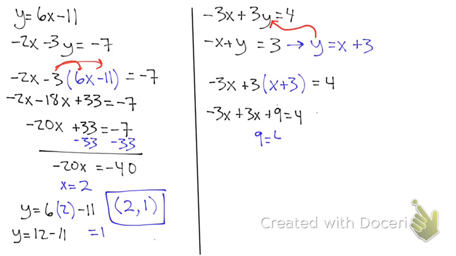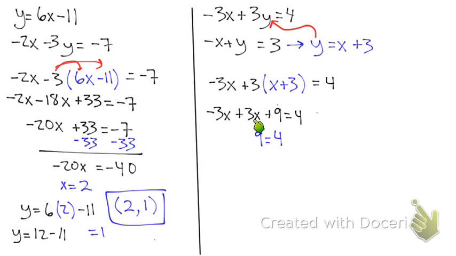So when we combine terms, well, let's distribute. 3 times x is 3x. 3 times 3 is 9. Combining terms, you have negative 3x plus 3x, that's 0. So all the x's go away. You have 9 equal to 4.